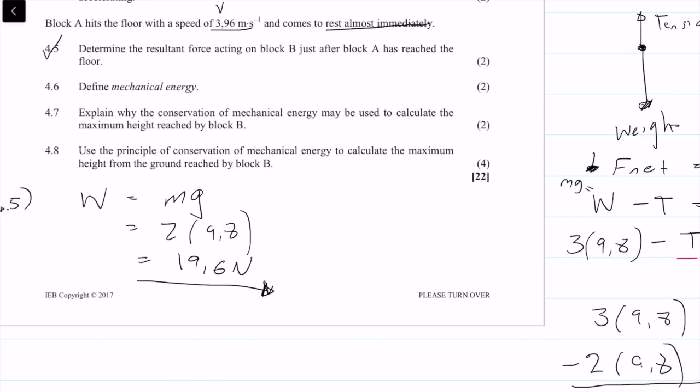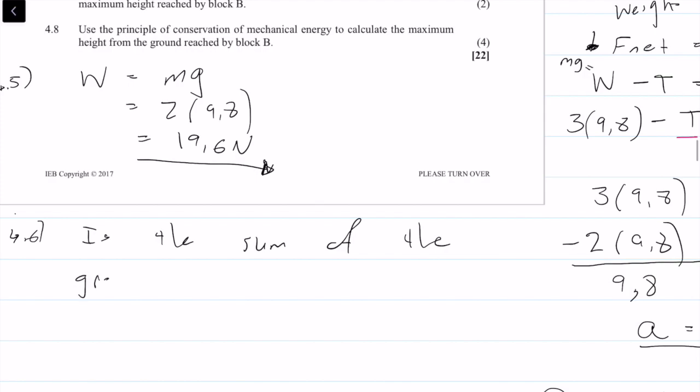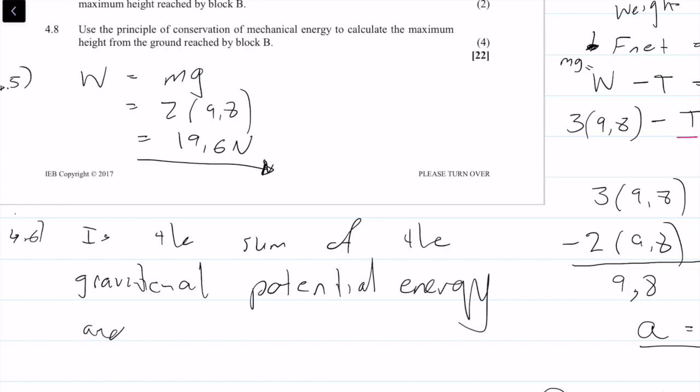Okay, so question 4.6 is a definition, which says define mechanical energy. Okay, so what is mechanical energy? Mechanical energy is the sum of the gravitational potential energy and the kinetic energy at a point.